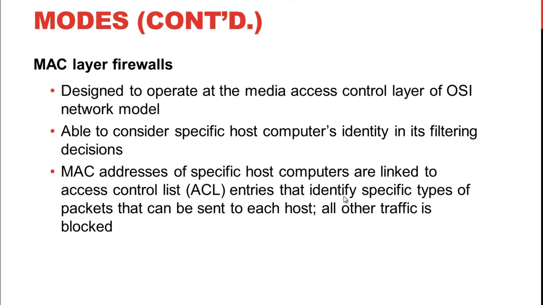Next type is the MAC layer firewall, designed to operate at the media access control layer of the OSI network model. And while they're not as widely or well known or as widely referenced as the firewall approaches that I previously mentioned, MAC layer firewalls give the firewalls the ability to consider the specific host's computer identity in its filtering decisions.